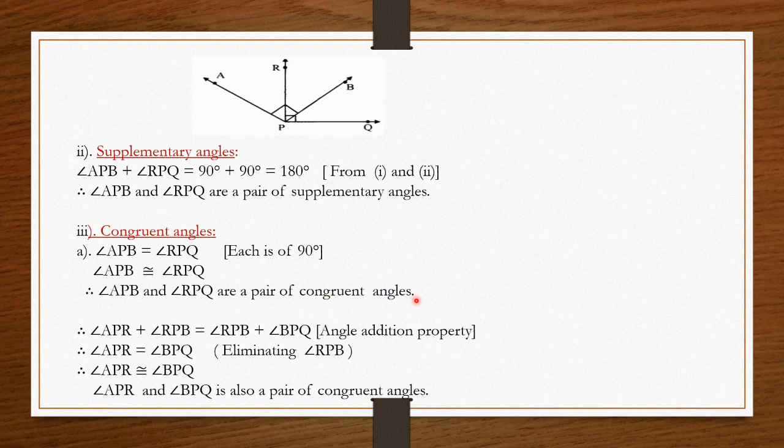And what is angle APB? Angle APB is angle APR plus angle RPB, and angle RPQ is angle RPB plus angle BPQ. By the angle addition property, angle APR plus angle RPB equals angle RPB plus angle BPQ, eliminating angle RPB. Therefore, angle APR is congruent to angle BPQ. Therefore, angle APR and angle BPQ are also a pair of congruent angles.